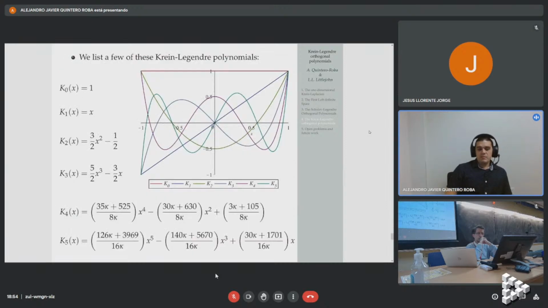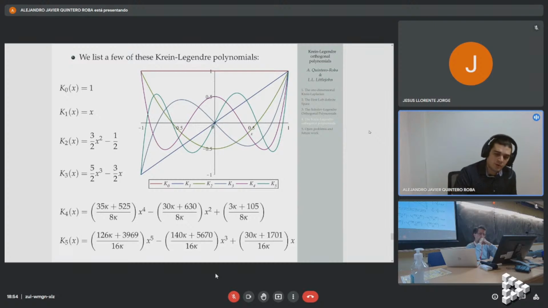A partir de aquí, pueden ver varios de los polinomios. Hasta el grado 3, los polinomios no son muy diferentes a los polinomios de Legendre. Es hasta el grado 4 y 5 que empieza a aparecer el parámetro kappa.